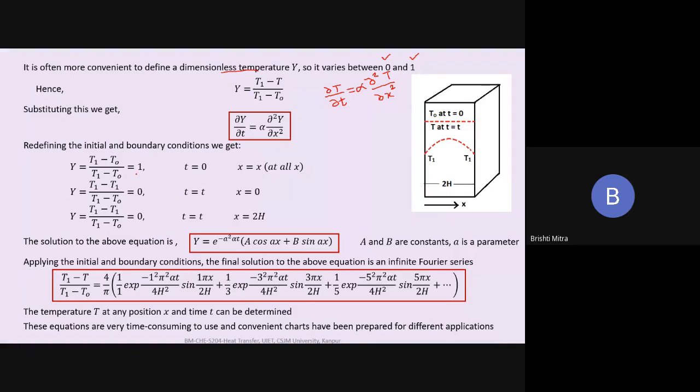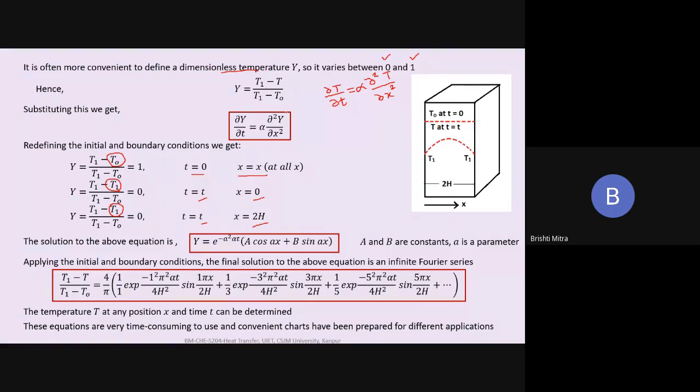Which we can see out here, that when we redefine the boundary conditions for the first case, at time t equal to 0, at all possible x's, the temperature becomes equal to temperature T naught. We have replaced T by T naught, so the numerator and the denominator are the same. So this becomes equal to 1. Now at time t equal to t, at x equal to 0 and at x equal to 2h, the temperature becomes equal to T1. At both the ends, the temperature is equal to T1. So the numerator is T1 minus T1, which essentially becomes equal to 0, and this one also becomes equal to 0.